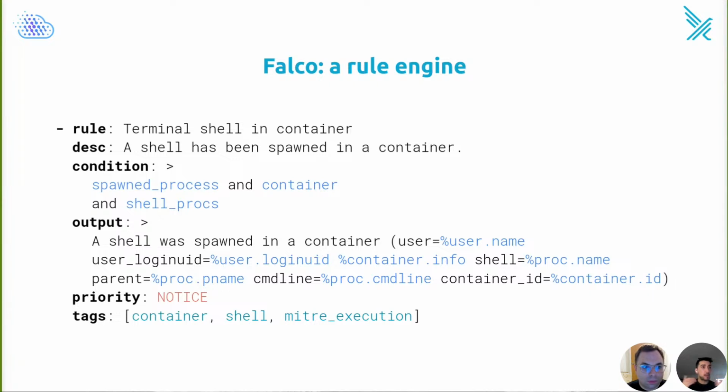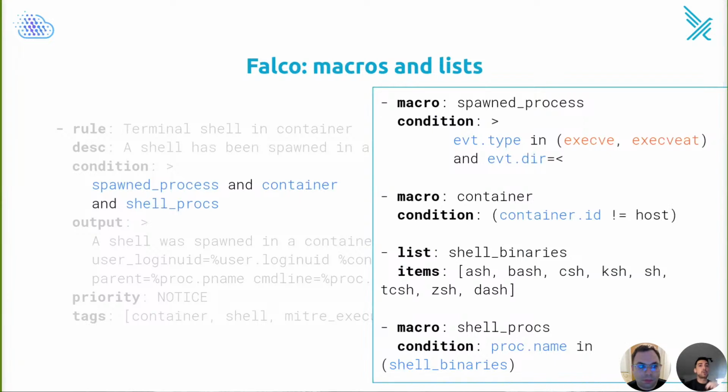And we have another step. If you take a look at the condition, spawned_process, container, and shell_procs, these elements are not offered out of the box by Falco. They are what we call macros and lists. Basically, to detect that a new process has been spawned, this is always the same. We are using the same fields and the same filters. It's event type in this list, and the direction is in this one. Basically, it's a request to the kernel, not a response from the kernel.